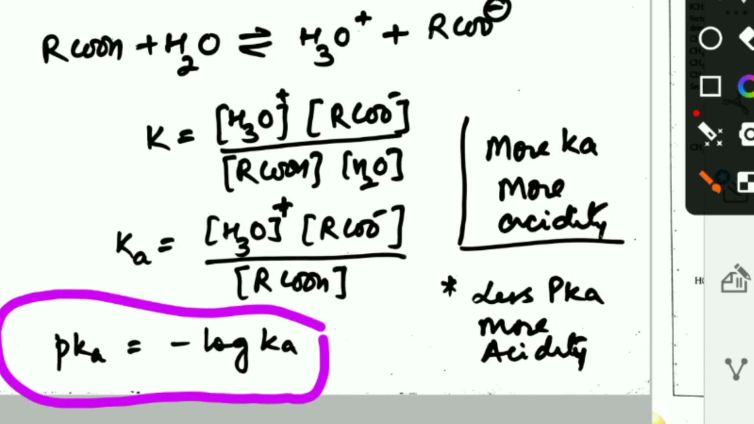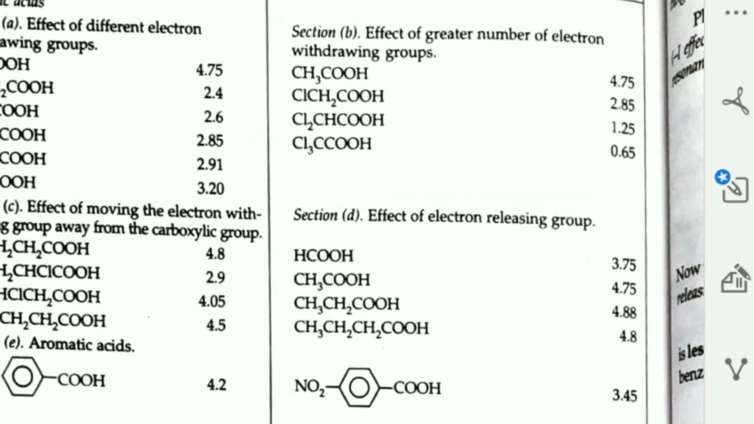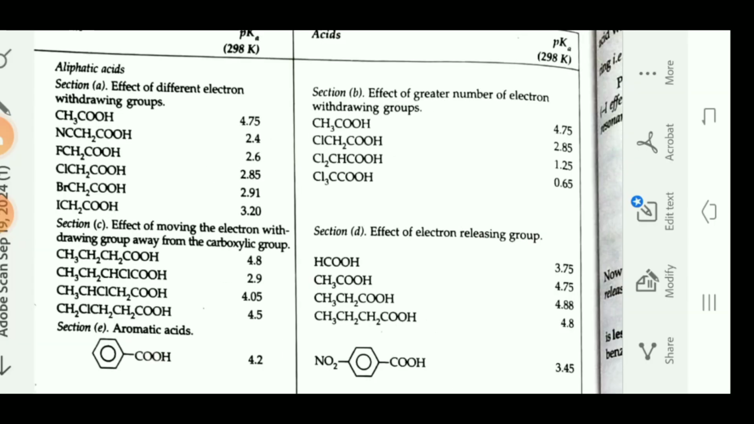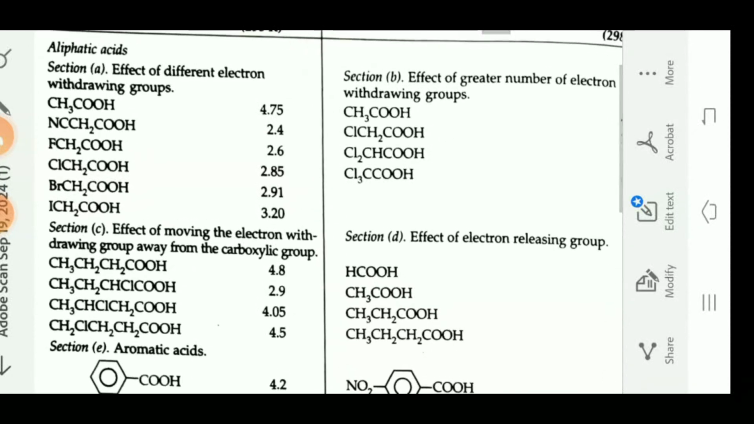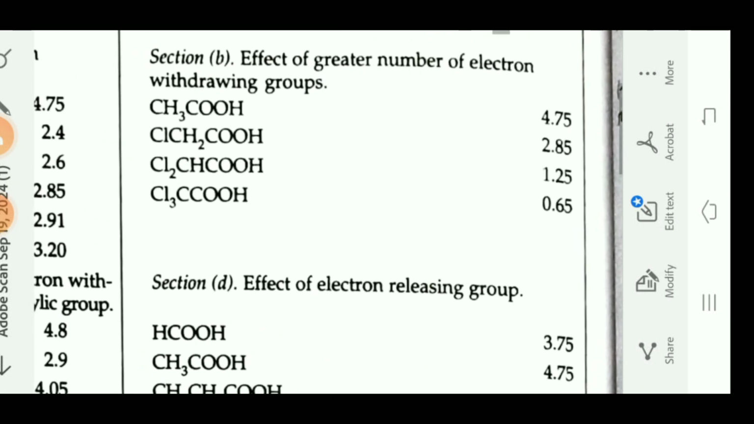So we should remember that more is the Ka value, more would be the acidity, while lesser the pKa value, more will be the acidity of the given acid. So let us understand this from this given table. The pKa value determined at 25 degrees C for acetic acid is 4.79, and for chloroacetic acid it is 2. So lesser the pKa, more will be the acidity. For dichloroacetic acid, it will be 1.25, and for trichloroacetic acid, it will be 0.65.